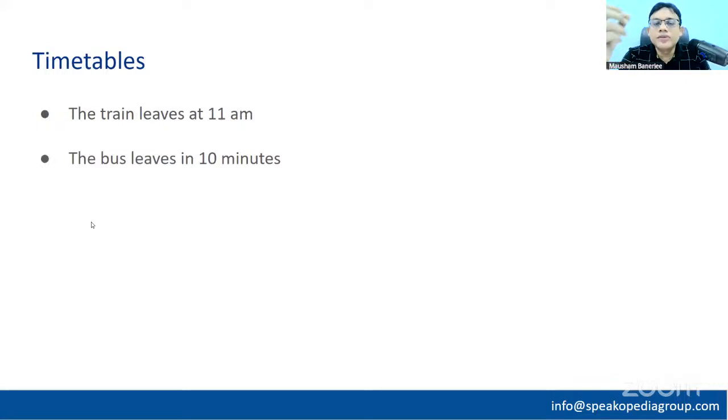The bus leaves in 10 minutes. So it's a timetable. The bus leaves in 10 minutes. Or the yoga class starts at 7 a.m. The yoga class starts at 7 a.m. So it's a timetable. So quickly make a sentence with timetable. Try to make a sentence.